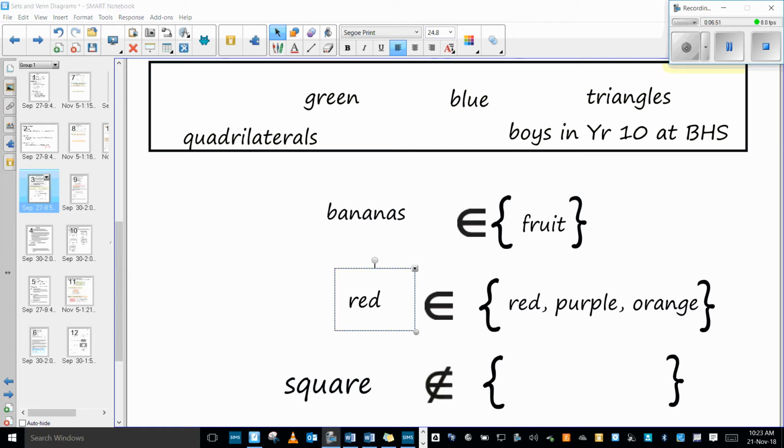Okay, you got to be careful here. I've tricked you again. This is square. Square is not an element of. Brianna? Boys in here. Okay, you can totally write that. You could write boys in year 10 at VHS. What else could you write? Maybe triangles. What else could you write? Green. But they could also write blue.